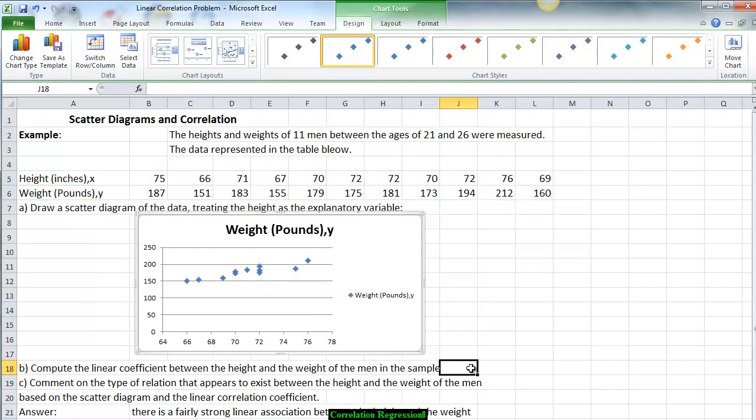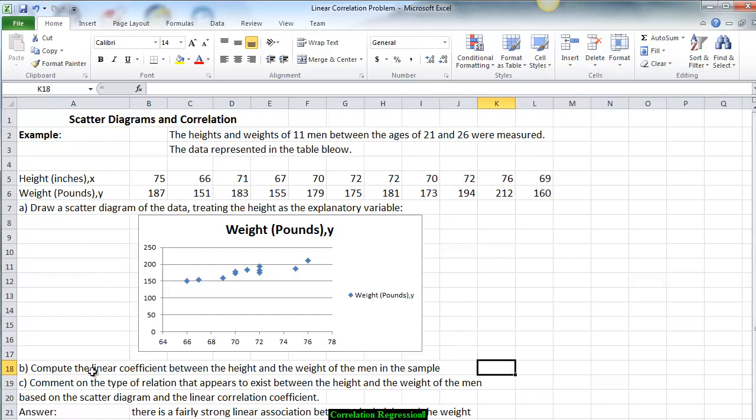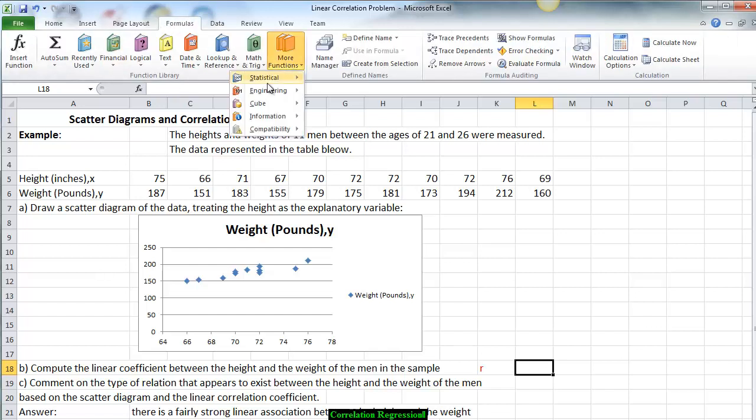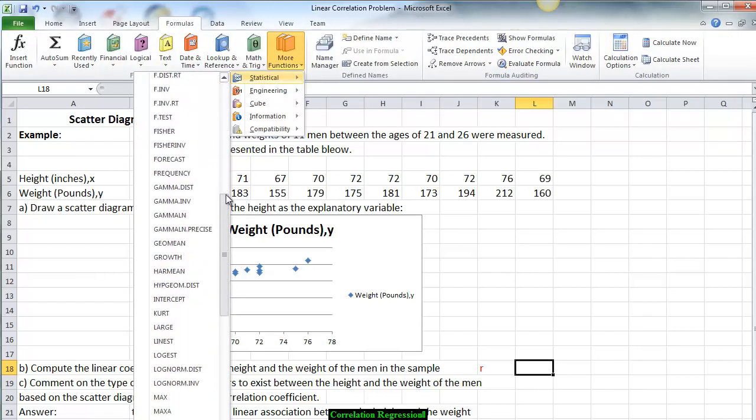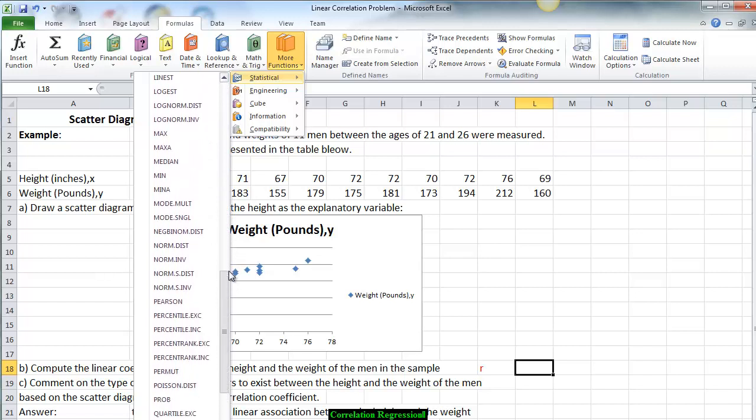In order to go any further, we want to compute the linear correlation coefficient between the height and the weight of the men in the sample. That is our Pearson correlation coefficient, denoted by the letter R. In order to do that, we go to our formulas, go to statistical, and look for the word Pearson. That returns the Pearson product moment correlation coefficient R.